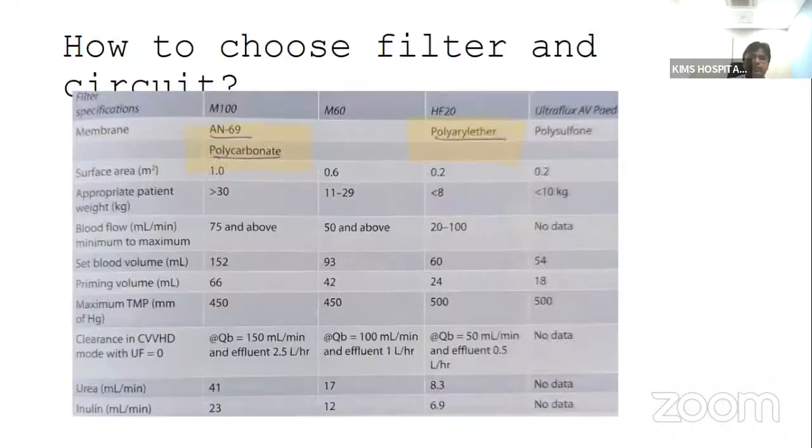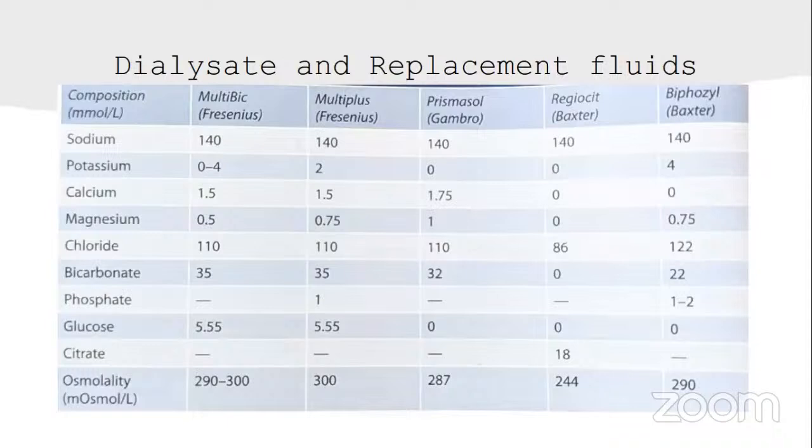So once after choosing this filter as well as the circuit, one has to choose what kind of replacement fluid or what kind of dialysate fluid or what kind of PPP has to be chosen for this child. So first we'll come to PPP. If you are using heparin anticoagulation, we can consider using the normal dialysate or replacement fluid bags to put in the PPP scale. But if you are considering using citrate anticoagulation, one has to consider using these Regiocit bags in the PPP scale. And we'll discuss the citrate anticoagulation in the next slides.